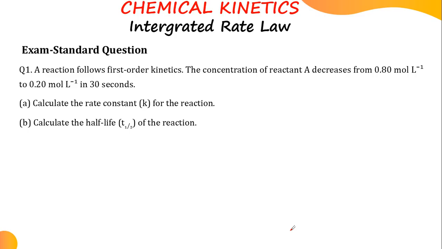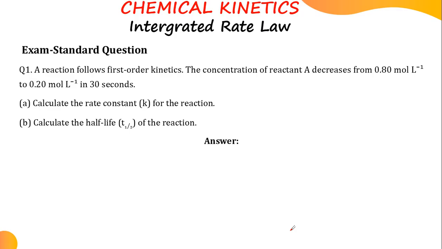A reaction follows first order kinetics. The concentration of reactant A decreases from 0.80 mole per liter to 0.2 mole per liter in 30 seconds. Calculate the rate constant for the reaction. Very good. Here we are told to calculate the rate constant for this reaction, and this reaction is first order. They have specified. So what are we going to do?